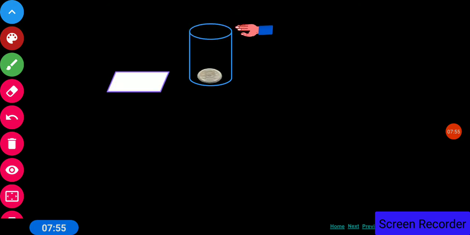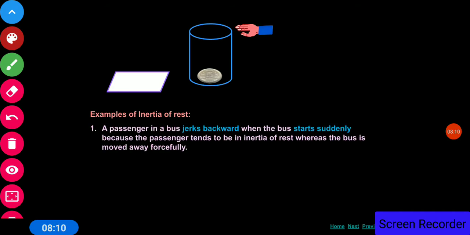Yes, this is also because of the inertia of rest. When we strike, the board moves away, but the coin which is at rest wants to continue to be in the state of rest, so it falls down inside the glass.